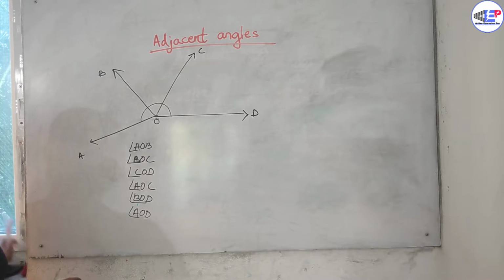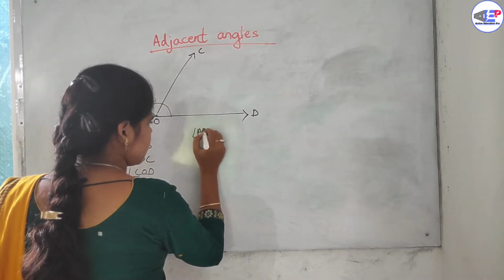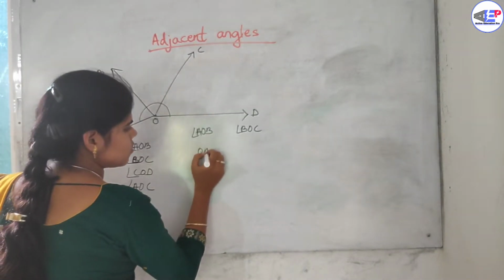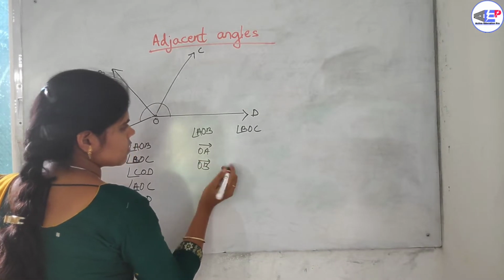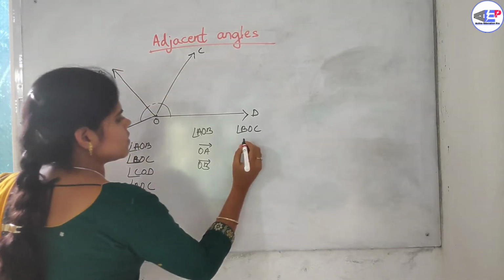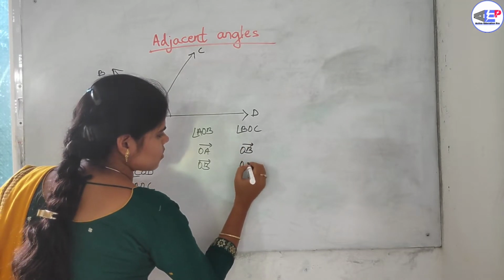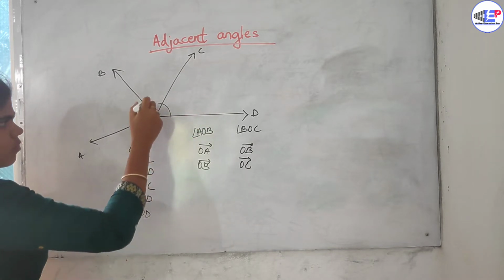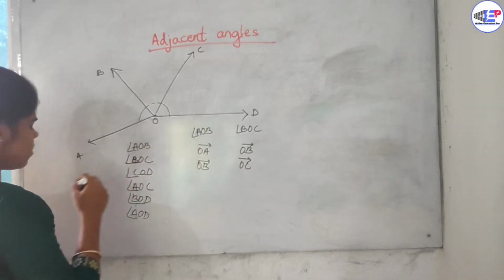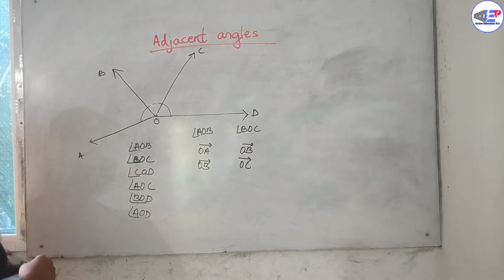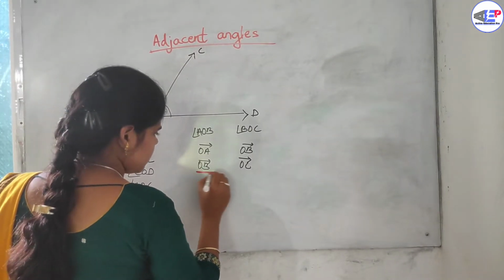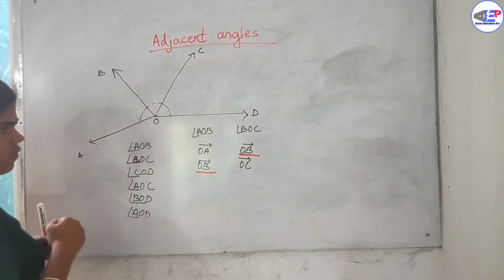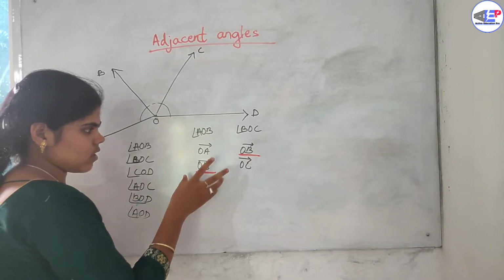First, the two angles AOB and BOC. To make angle AOB, we need rays OA and OB. For angle BOC, we need rays OB and OC. So O is the common vertex of these angles. Let's find out the common arm. OB is the common arm for both angles AOB and BOC. So the first condition is fulfilled: there is a common vertex O and a common arm OB.